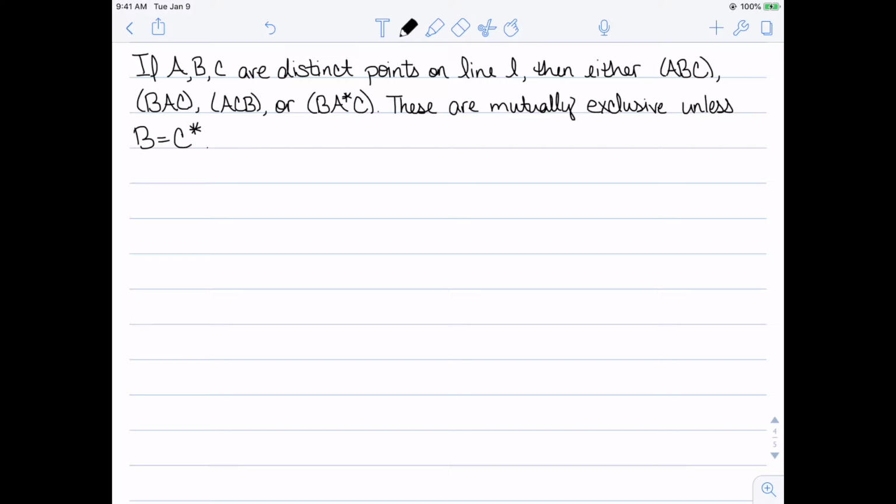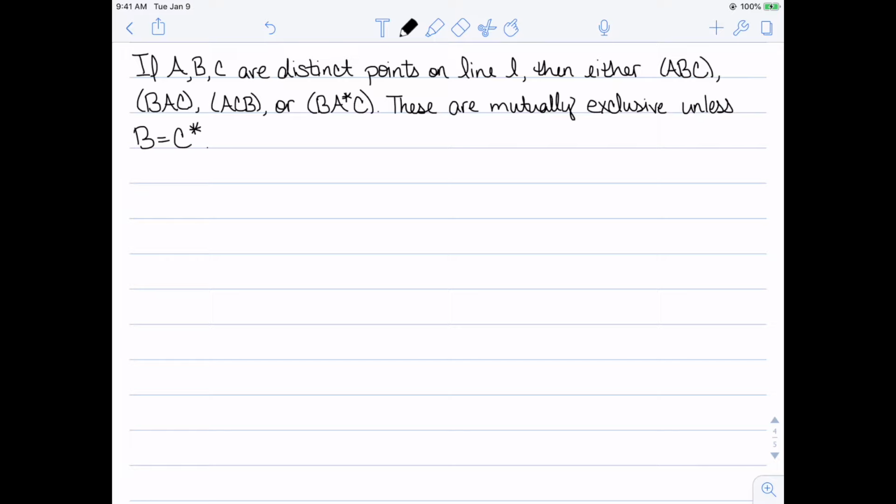My first result says that if I have any 3 distinct points, A, B, and C, lying on a line L, then either I have the betweenness relation ABC, BAC, ACB, or BA star C, where A star is the polar opposite of A. And these cases are going to be mutually exclusive unless B is equal to C star.